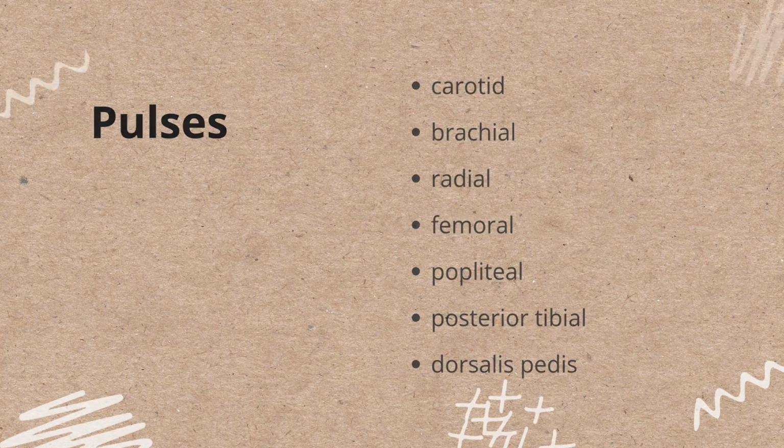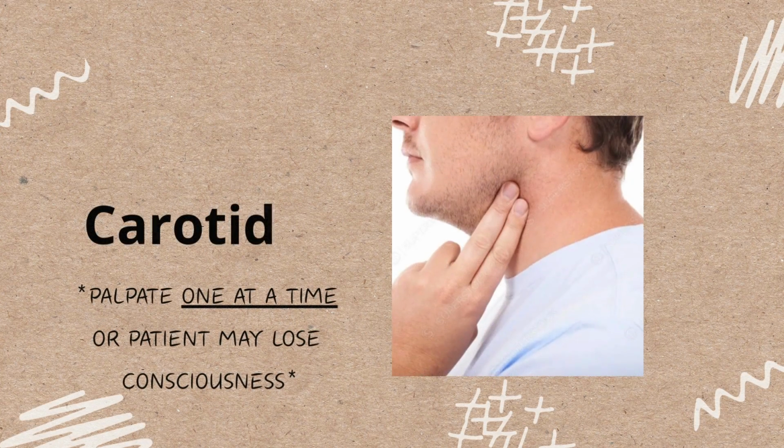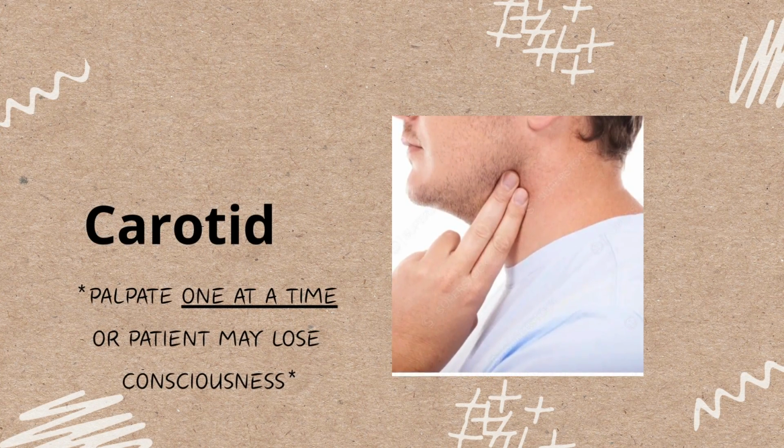The carotid pulse is located beneath the jaw, and you want to palpate these one at a time. If you palpate both, you may restrict blood flow to the brain, and that could cause someone to lose consciousness. So one at a time, you place 2 fingers directly below the corner of your jaw.